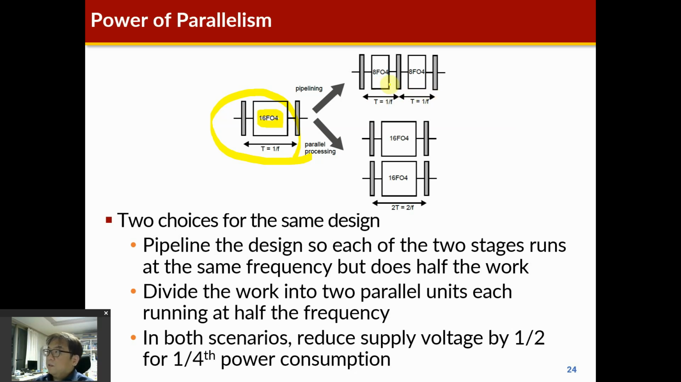So in this case, the critical delay becomes half, so we can reduce the supply voltage of this circuit here. So the first approach is to divide the pipeline stage, and then the second approach is to exploit the parallelism.